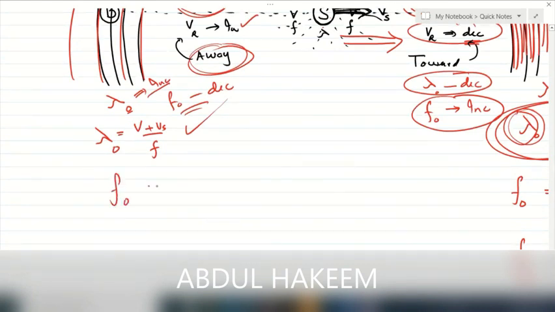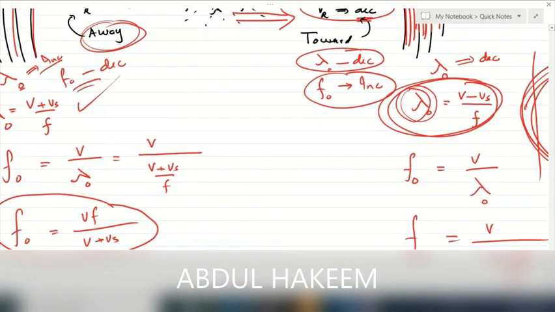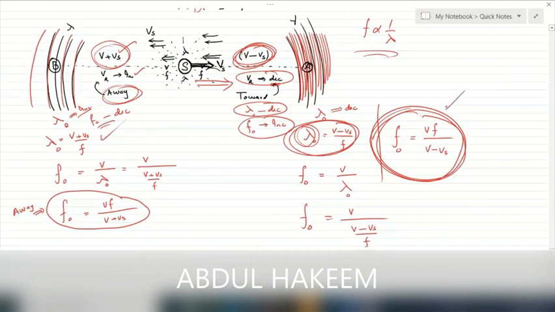So this decreased frequency will be V divided by lambda naught, meaning V divided by (V plus Vs over F). So the observed frequency will be Vf divided by V plus Vs. This is the formula when the source is moving away from the observer, and this is the formula when the source is moving towards the observer.